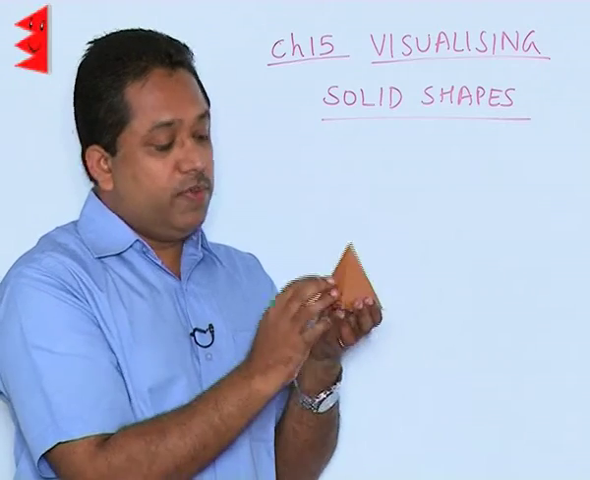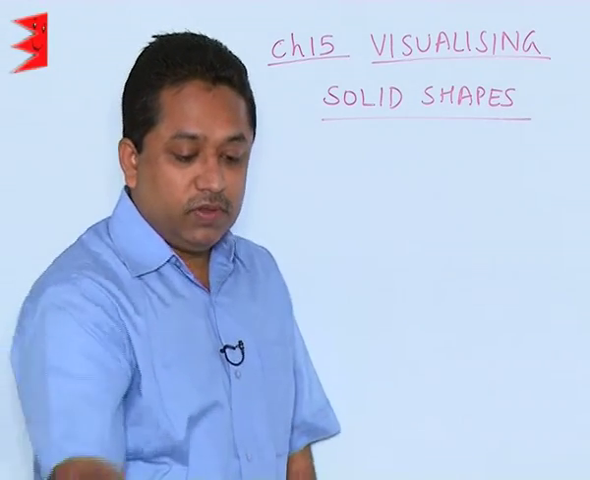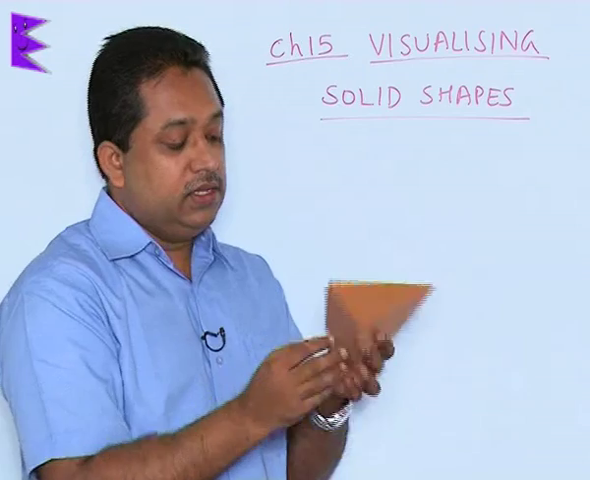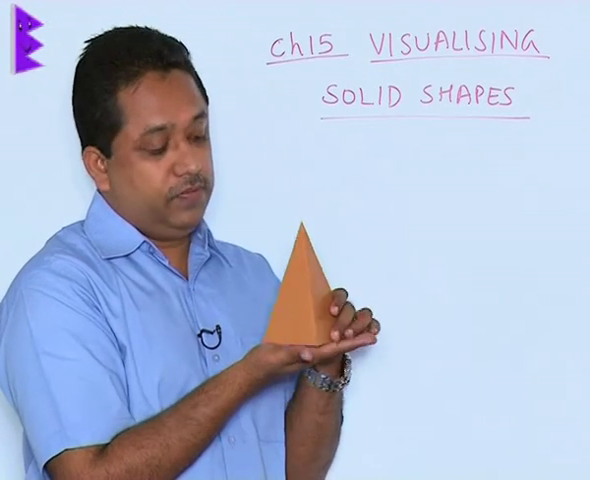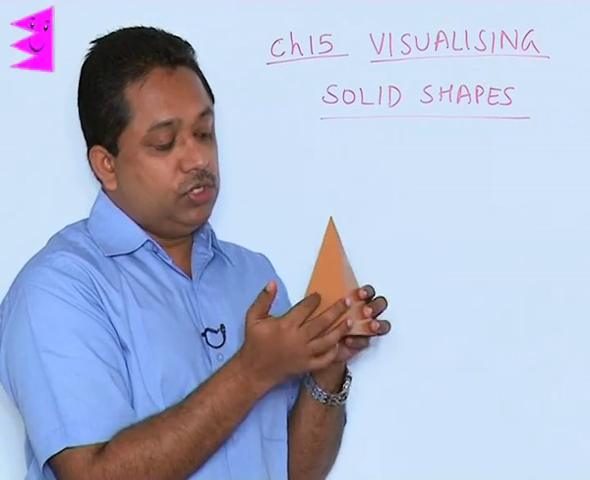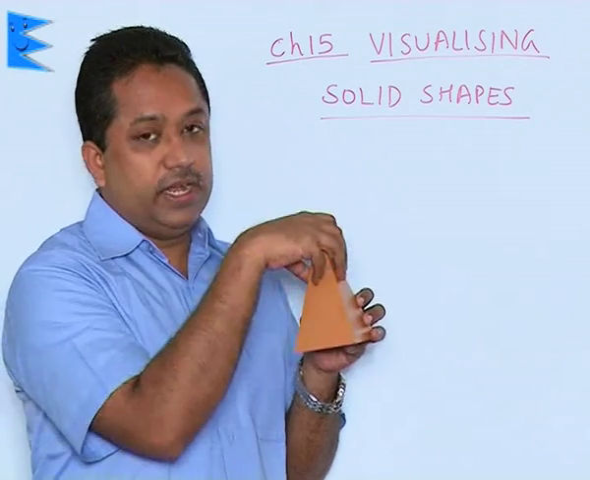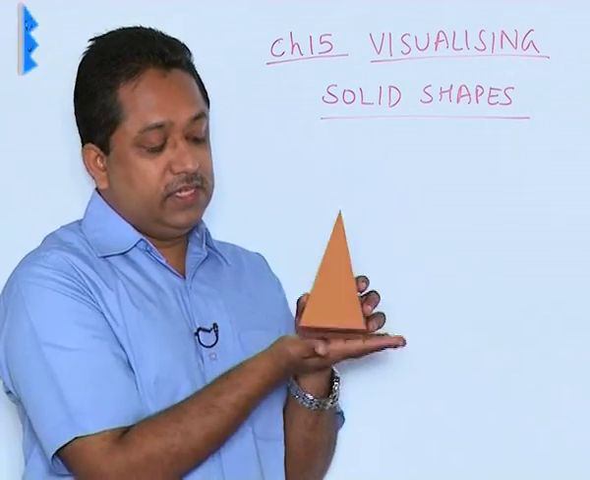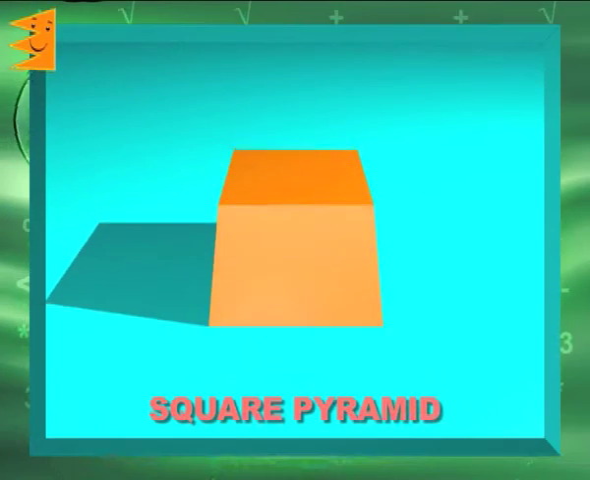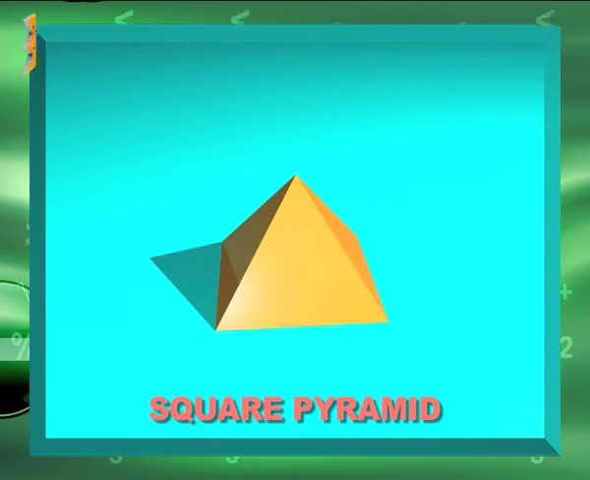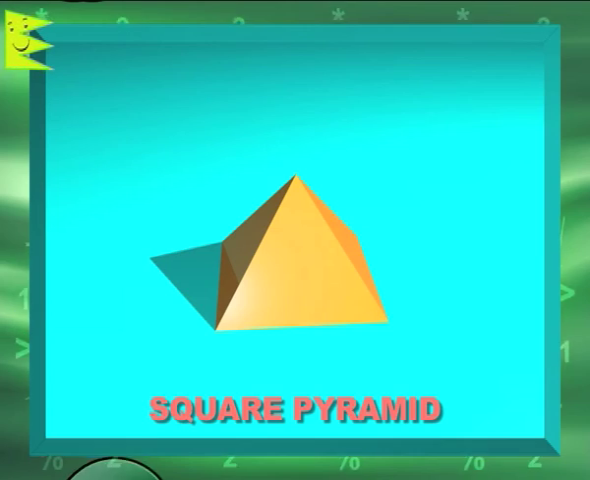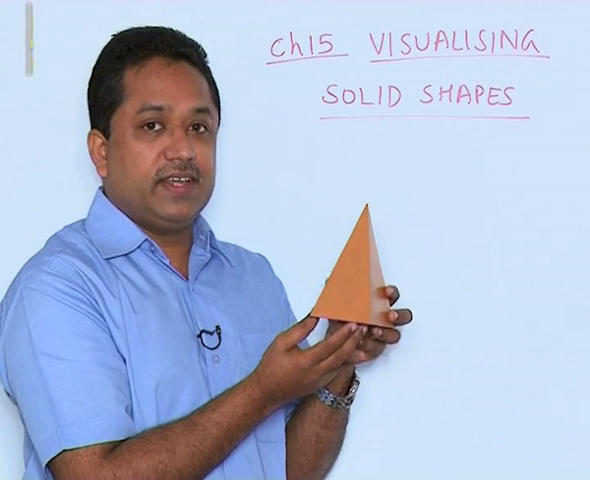The base could also be a square, which I can show just now with the help of another pyramid here. Here we have a square pyramid. The portions on top are triangular. So, we have 1, 2, 3, 4 triangles on top, but the base is a square. So, when the base is a square, we call this a square pyramid, and here also we can easily find out the number of faces, edges and vertices.